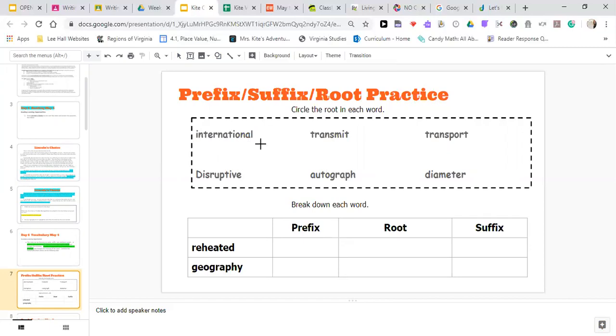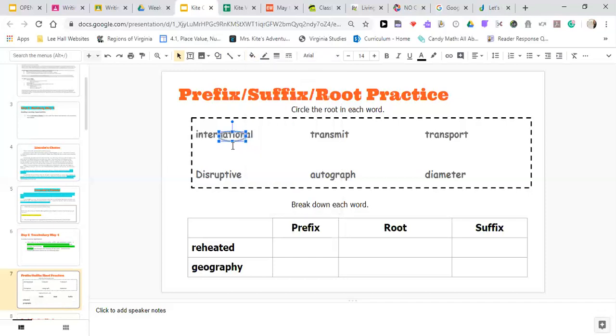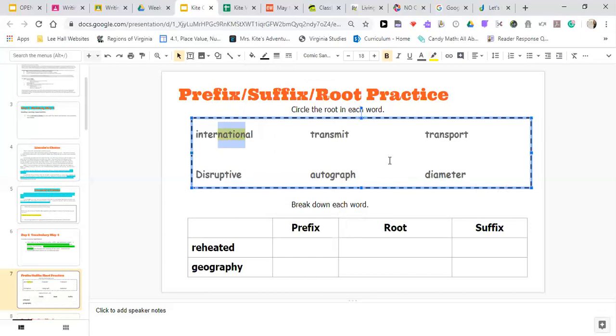Al. So what does that make our root word? It makes our root word nation. So our root word is nation. Now, if I did that, I have to go all the way up here and do transparent. So I'm going to tell you now that while you could do that, I'm going to make it easier, and I'm just going to highlight this. So there, I have the word nation. That is my root word.